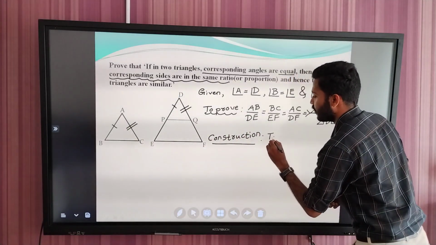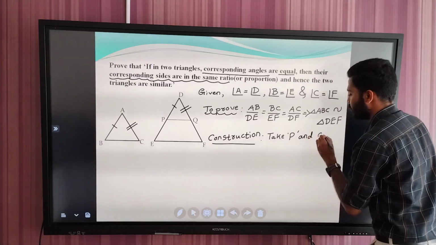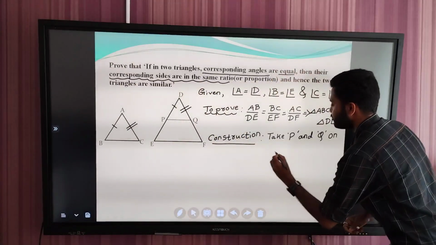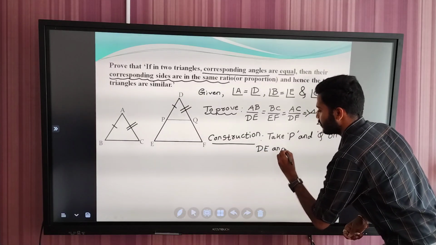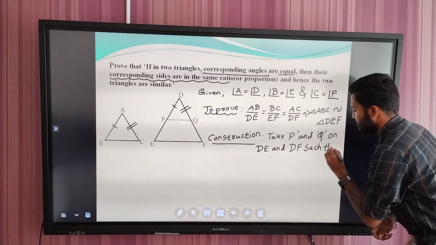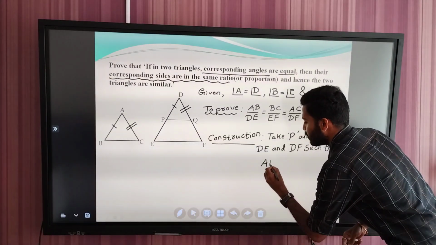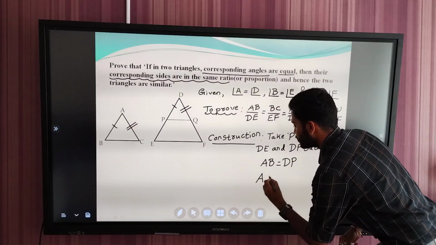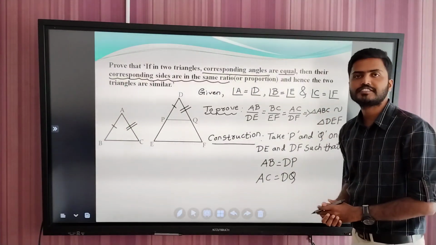Okay, so take two points P and Q on DE and DF such that AB is equal to DP, and AC is equal to DQ. So this is nothing but the construction that we have made.